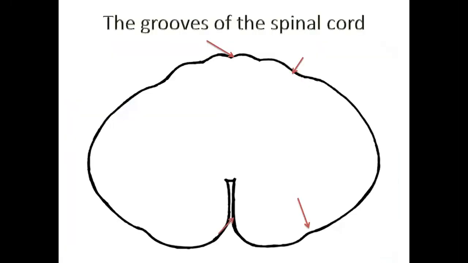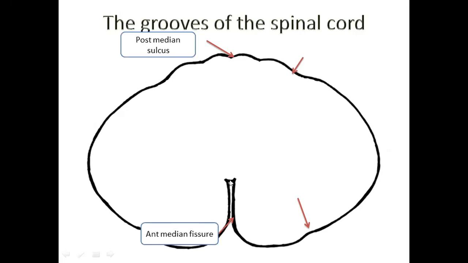So, if this is the transverse section of the spinal cord, what is this? This is the anterior median sulcus or anterior median fissure. If we look here posteriorly, we will find the posterior median sulcus. Here, this is the posterolateral sulcus, one on the left side and the other on the right side. And if we look to it anteriorly, we will find the anterolateral sulcus.